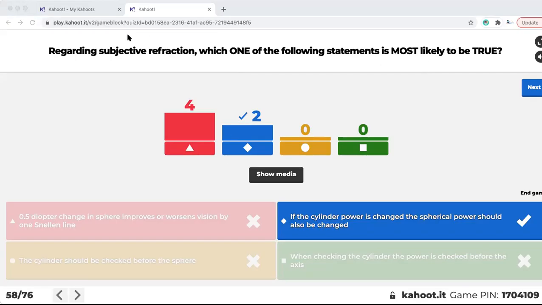So you will change the spherical equivalent. So the principle of the cross cylinder will not be valid. So you have to change it. Okay. This is a mandatory step in doing the cross cylinder.